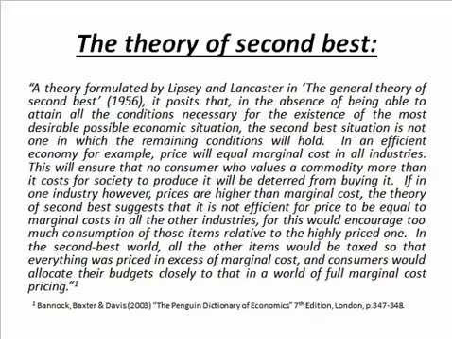If in one industry, however, prices are higher than marginal cost, the theory of second best suggests that it is not efficient for price to be equal to marginal cost in all the other industries, for this would encourage too much consumption of those items relative to the highly priced one. In the theory of second best world, all other items would be taxed so that everything was priced in excess of marginal cost, and consumers would allocate their budgets closely, as in a world of full marginal cost pricing.